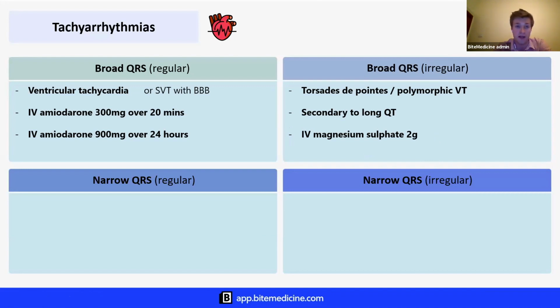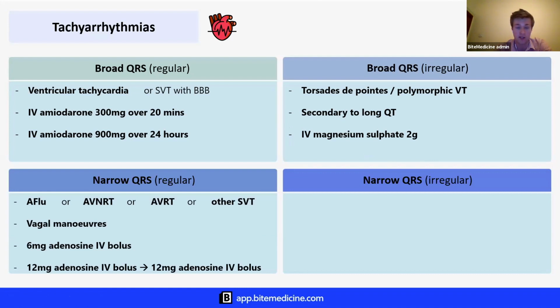So for the narrow QRS, this was where we spent most of our discussion today. Think about atrial flutter, AVNRT, which was our functional circus rhythm, or AVRT, which was our anatomical rhythm. So start with vagal maneuvers, then trial a 6 milligram adenosine bolus, making sure to specify that they may have a feeling of impending doom, followed by 2 more 12 milligram boluses.